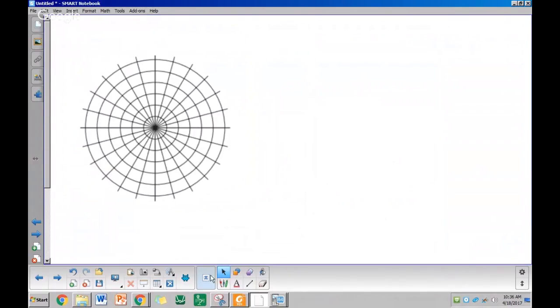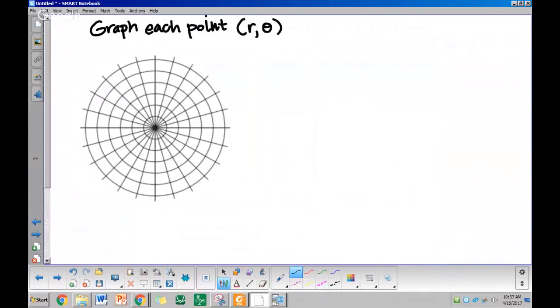All right, here we go. Let's say instead of an x, y point, I want to graph each point as (r, theta). The first point I give you is going to be point P, which is (3, 5 pi over 6).